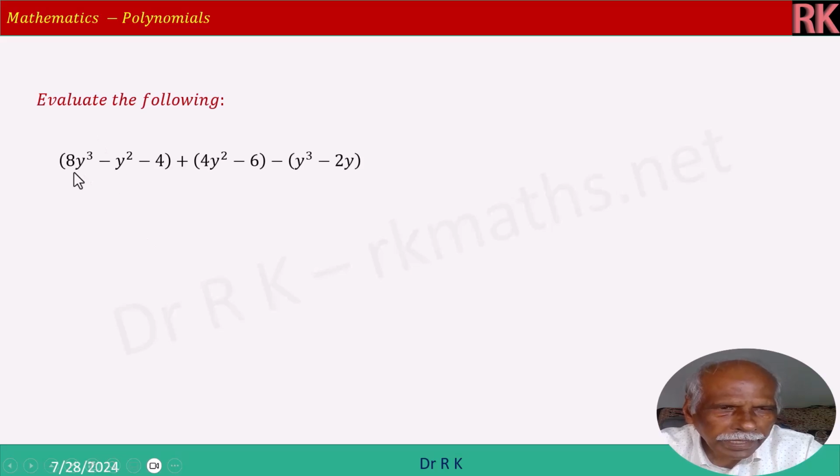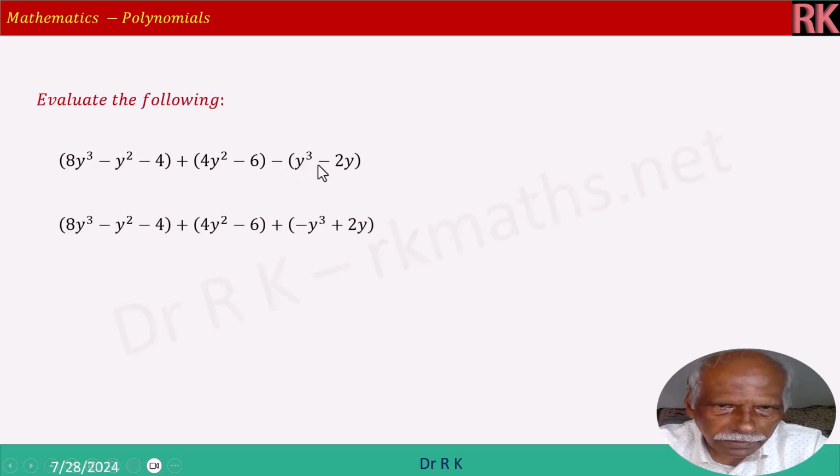One more problem, 8y cube minus y squared minus 4 plus 4y squared minus 6 minus y cube minus 2y. Here there is a plus term, so we don't have to do anything. Here there is a minus term, change it to plus and change the terms inside to the opposite sign. So y cube is minus y cube, minus 2y is plus 2y.